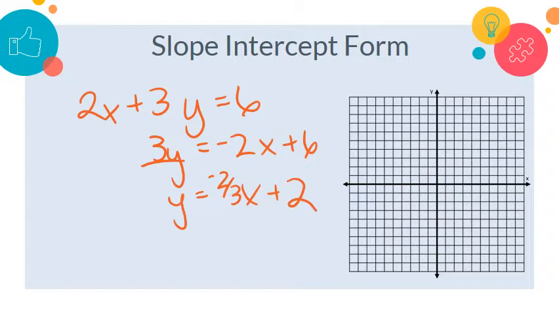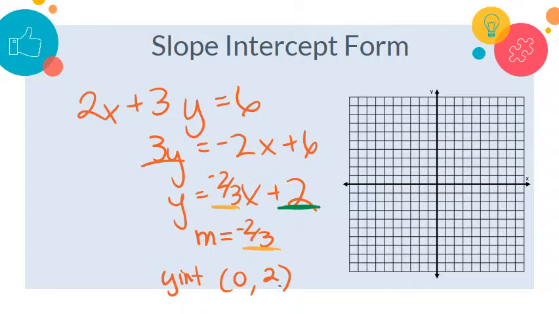Okay, now I can graph. My slope is negative 2/3 because that's the number in front of my x. And my y-intercept is going to be (0, 2) because my b value is 2, but we always have to write it as a point. So if I plot (0, 2), I'm right here on the graph.